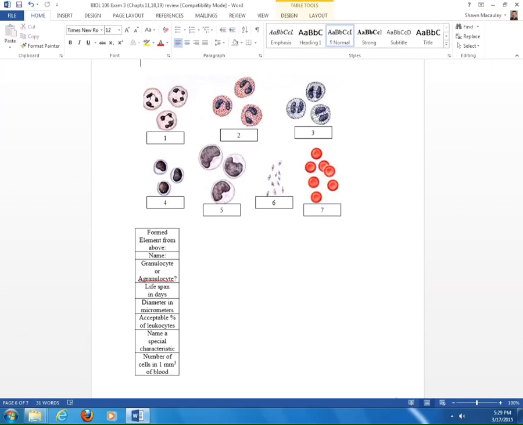And then finally, the number of cells in 1 cubic millimeter, that is the same as 1 microliter of blood. How many of those cells would you expect to see in a microliter of blood? How about red blood cells? Millions. 4 to 6 million red blood cells per microliter. Whereas white blood cells, only 5 to 10,000.